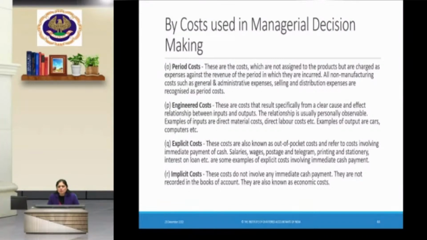Explicit costs are those out-of-pocket costs which involve immediate payment of cash. Every cost where there is a cash payment, later or now, whenever, is an explicit cost. Implicit costs do not have any immediate cash payment. They are not recorded in the books of account. They are called economic costs. So all those notional costs are basically called implicit costs.